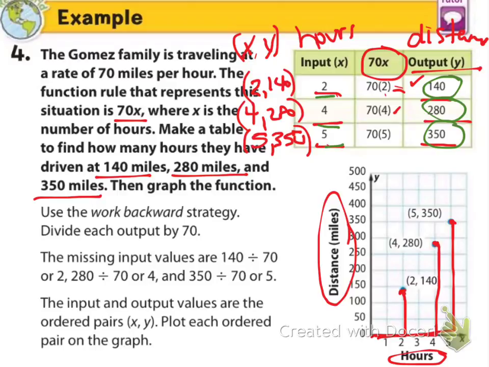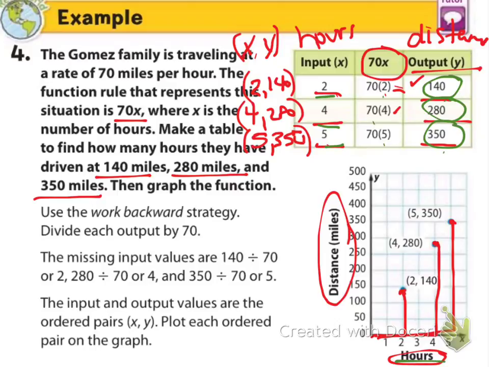So if it's 70 times x equals 140, then that's going to be 2, because I'm going to do 140 divided by 70, and the answer is 2. I do 280 divided by 70, which is 4, and then I do 350 divided by 70, and that's 5. And so my chart says that when it goes 2 hours, I've gone 140 miles. When I've gone 4 hours, I've gone 280 miles. And when I've gone 5 hours, I've gone 350 miles.